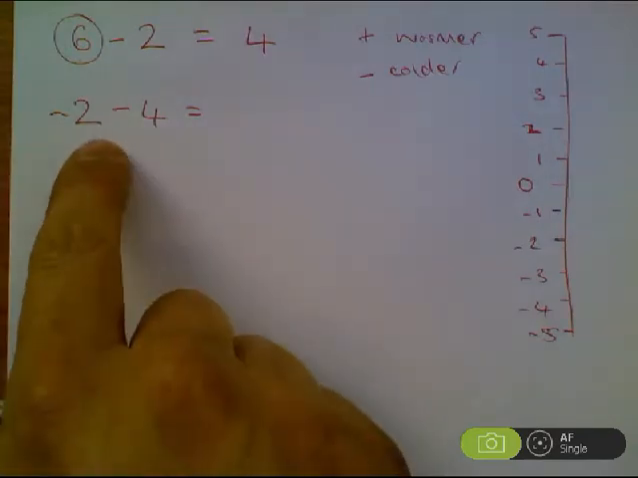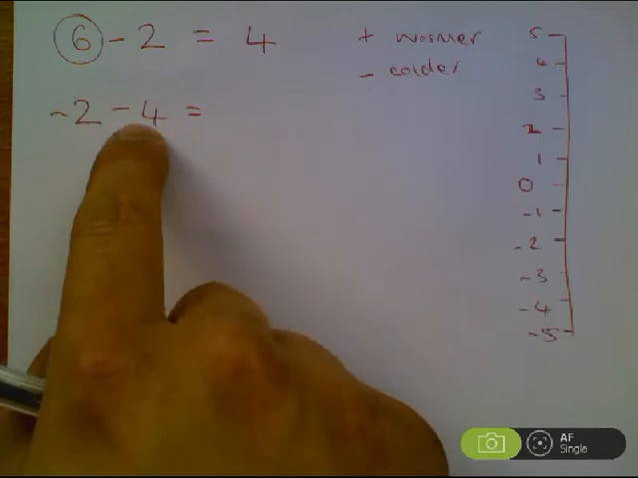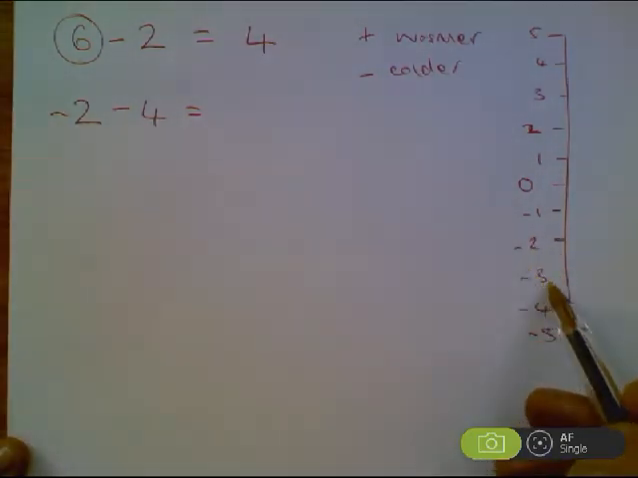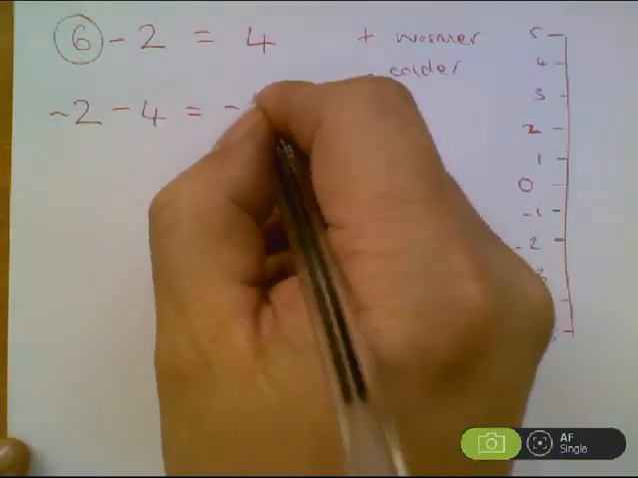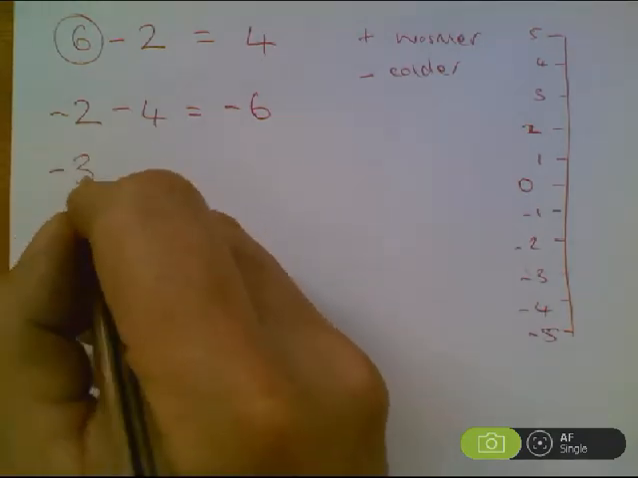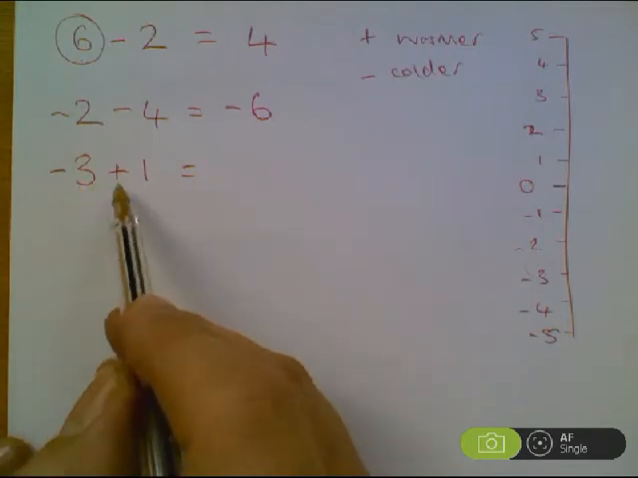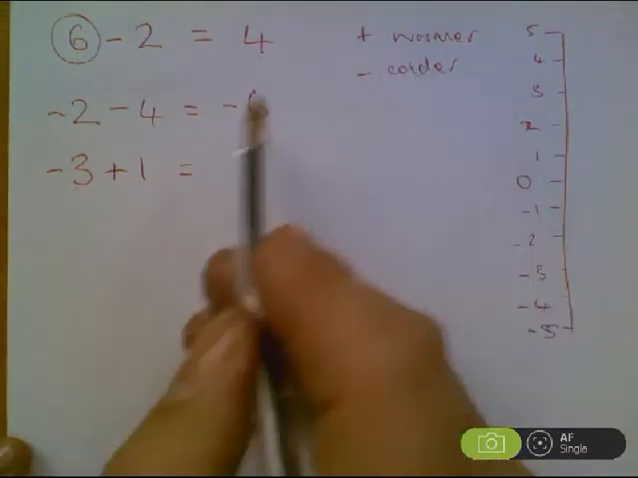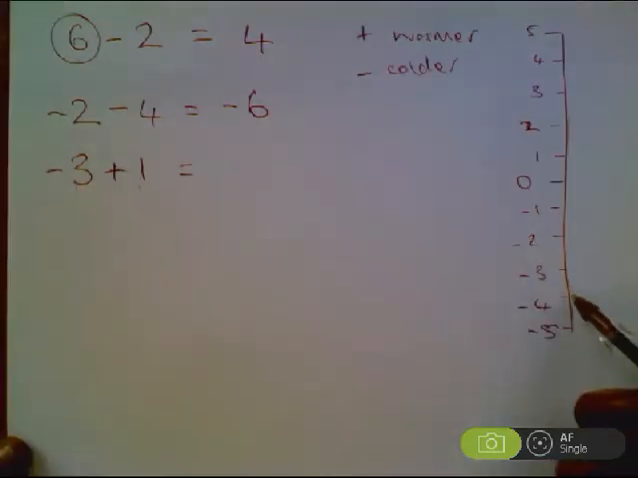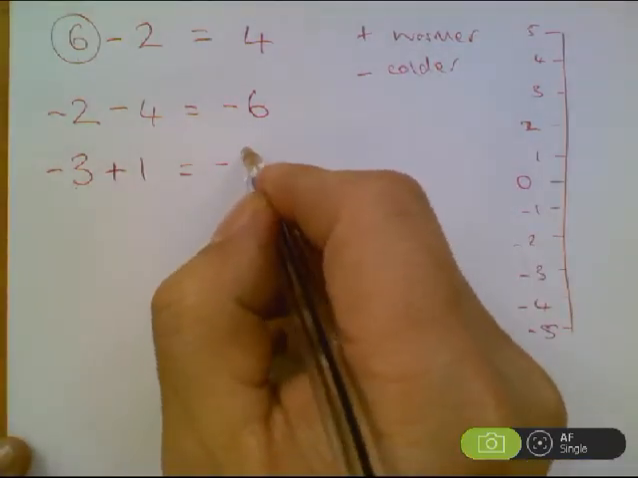So let's look at this one first. Minus 2, so that means I'm starting at a temperature of minus 2 and I'm getting colder by 4. So if I start at minus 2 and get colder by 4, 1, 2, 3, 4, you can see I'll be down at minus 6. Minus 3, add 1, means I'm starting at a temperature of minus 3 and getting warmer by 1, because plus means warmer. That takes me up to negative 2.